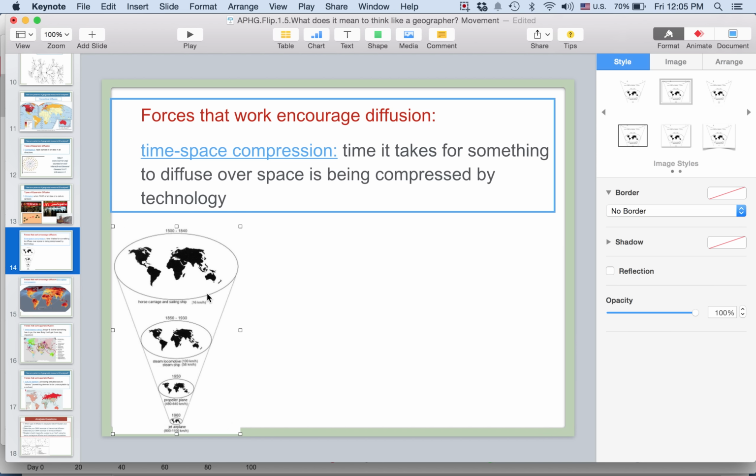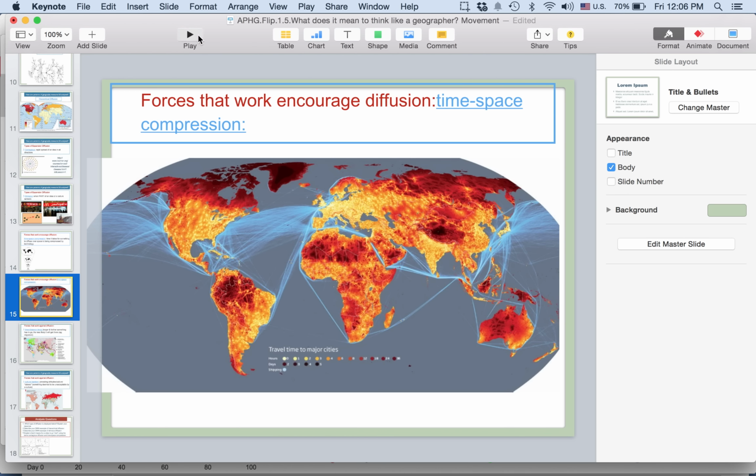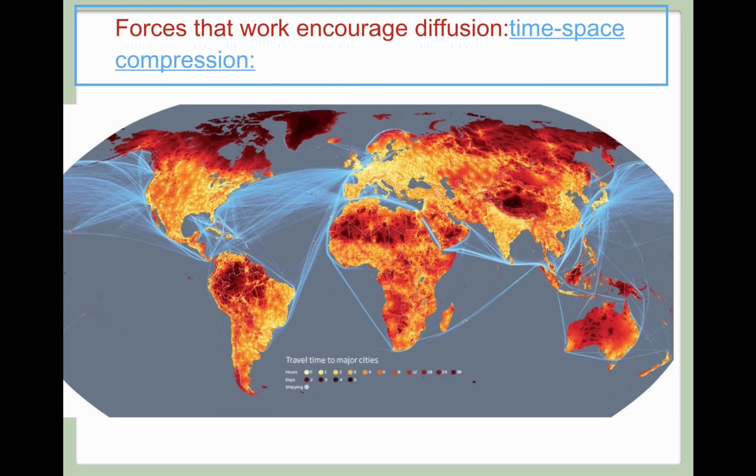If I want to then give this video to them, the time it will take for this video to diffuse over space is being so compressed. Almost instantaneously, they're going to be able to view this. Another example to understand how time-space compression works.